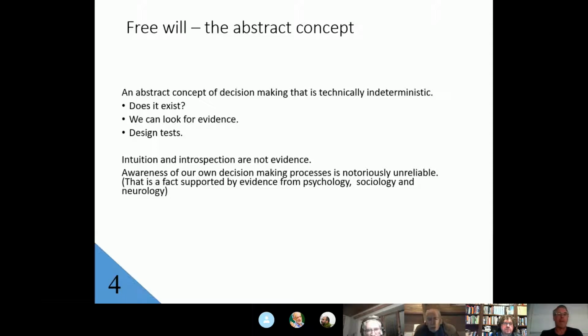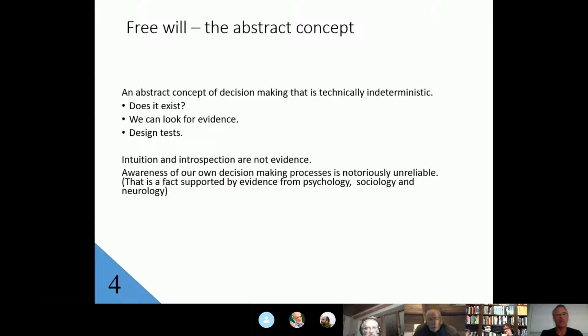If you're talking about the abstract concept, I've got no problem with that, but physicists are often doing things like that. You might talk about dark matter or all sorts of abstract concepts, but different questions arise then. One is, does it exist? So we would look for some evidence, we would design some tests, so we would try and see if the concept has any value at all. And one thing we need to be careful about, I'll say this now and I'll say it again, and if you read my paper you can see all the links and references, is that intuition and introspection are not evidence.